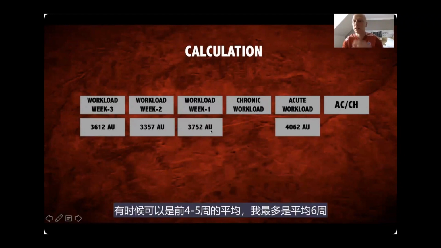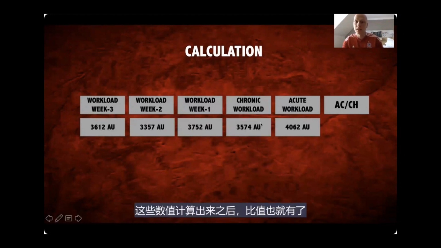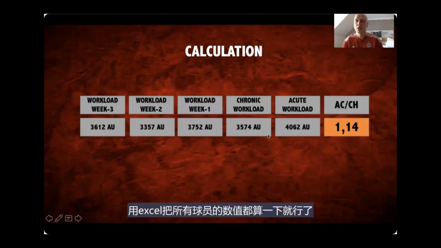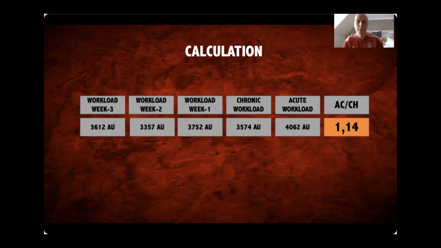In some cases, it can be 4 weeks or even 5 weeks. For me, I always go with the average of 3 weeks to measure chronic workload, and this is the average value of these 3 weeks. Now, the acute chronic ratio is pretty simple to get. You just divide acute by chronic workload and you get a value such as 1.14 in this case. And then you calculate for every player on your team. It's pretty simple to do in, for example, an Excel sheet.